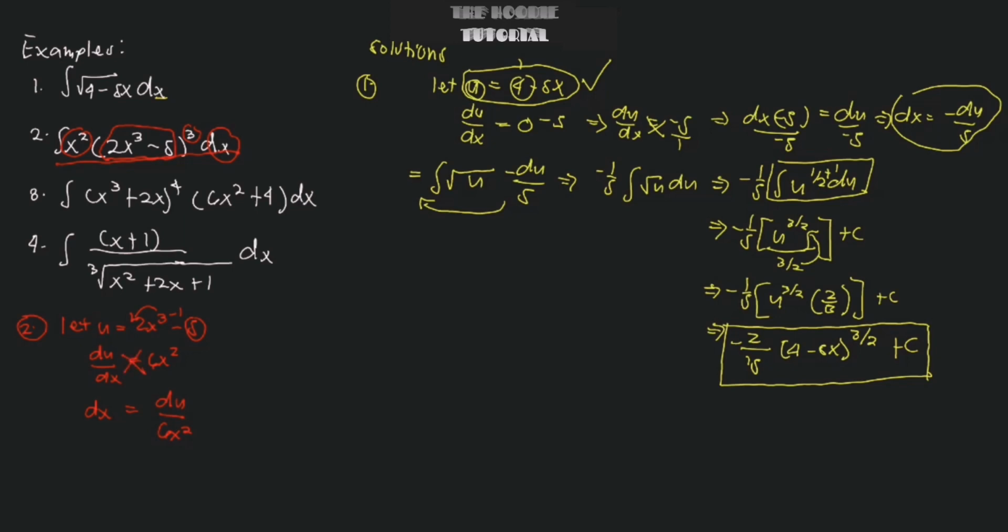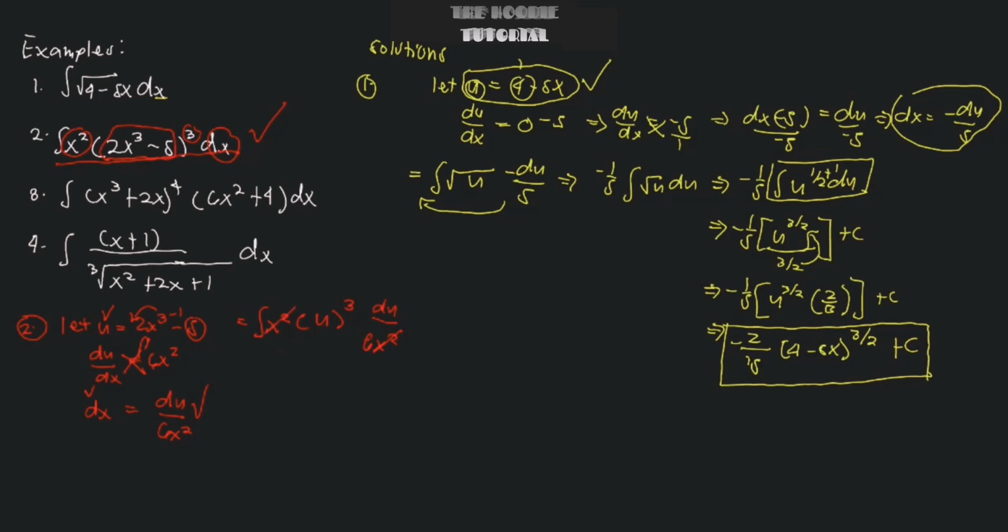Since we already have the value of u and the value of dx, we can now substitute these into our original integration right here. So let's put an equal sign. Therefore we are going to have the integration of x squared based on this number 2, and then 2x cubed minus 5 is just u, raised to the third power. Our dx is du over 6x squared. So we can cancel x squared right here. Let's just cancel x squared.